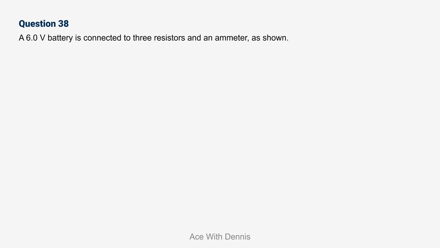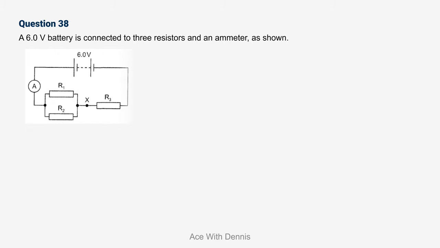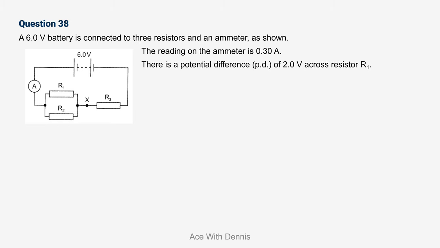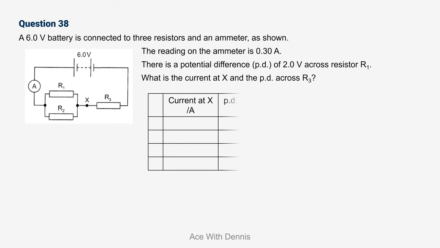Question 38. A 6.0 volt battery is connected to 3 resistors and an ammeter as shown. The reading on the ammeter is 0.30 amps. There is a potential difference, PD, of 2.0 volts across resistor R1. What is the current at X and the PD across R3? So here are the options for current at X in amperes and the PD across R3 in volts.